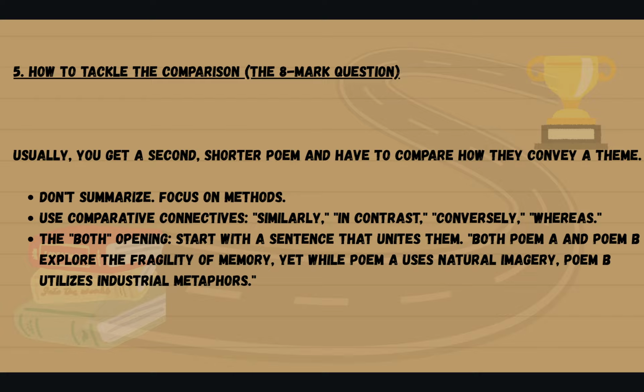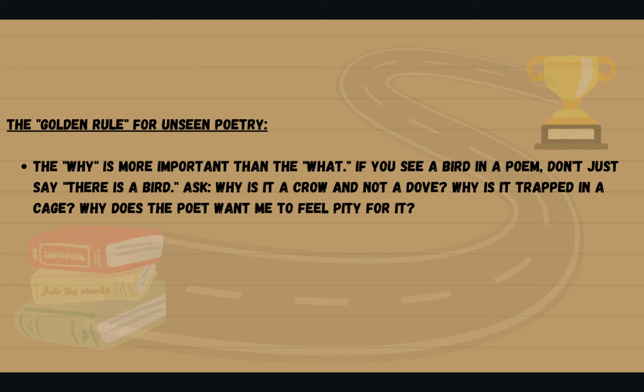You look at both openings, so you start with a sentence that unites them. Both poem A and poem B explore the fragility of memory, yet while poem A uses natural imagery, poem B utilizes industrial metaphors. The golden rule for unseen poetry.